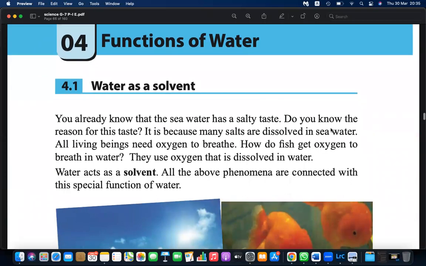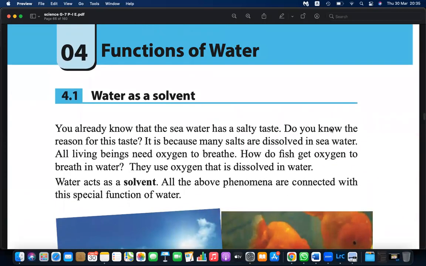And now our new lesson. You can write down the heading. We have to start our new lesson: water as a solvent, and basically the functions of water. What are the usages? What are the ways that we can use water? That is the heading here. Please write down functions of water. First, let's watch a video on this to understand it clearly.